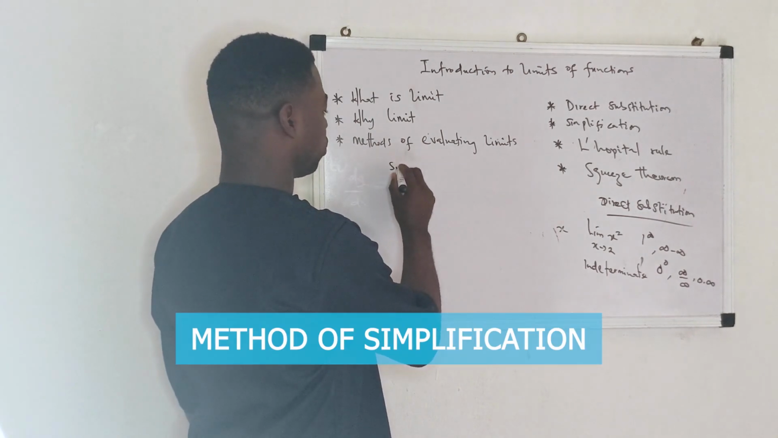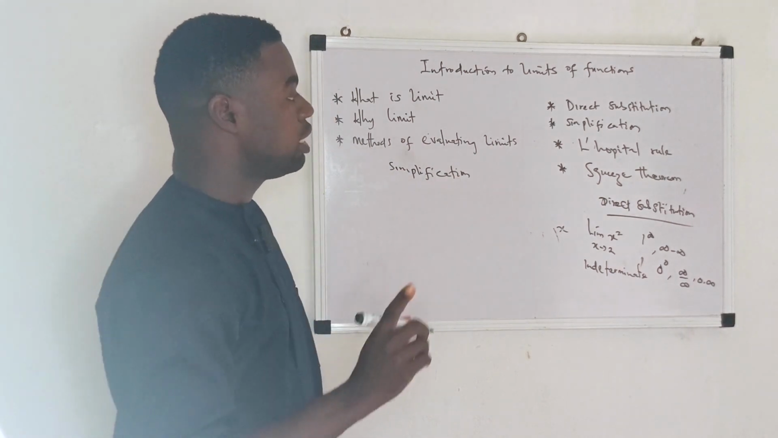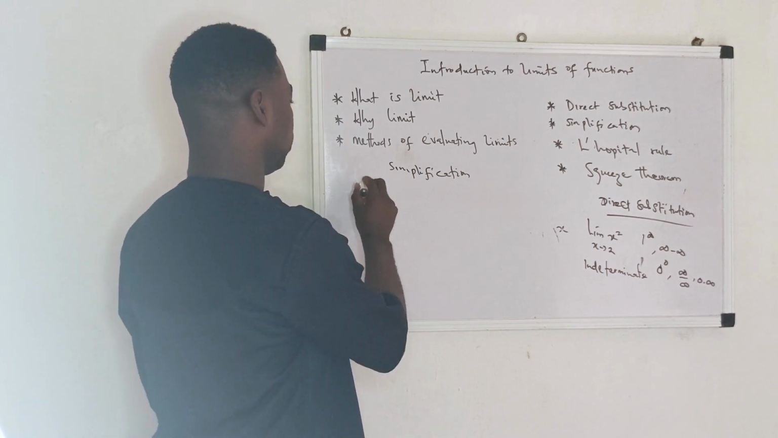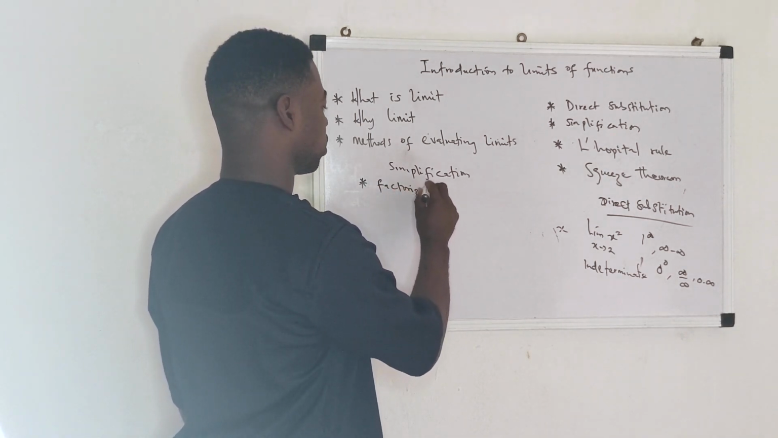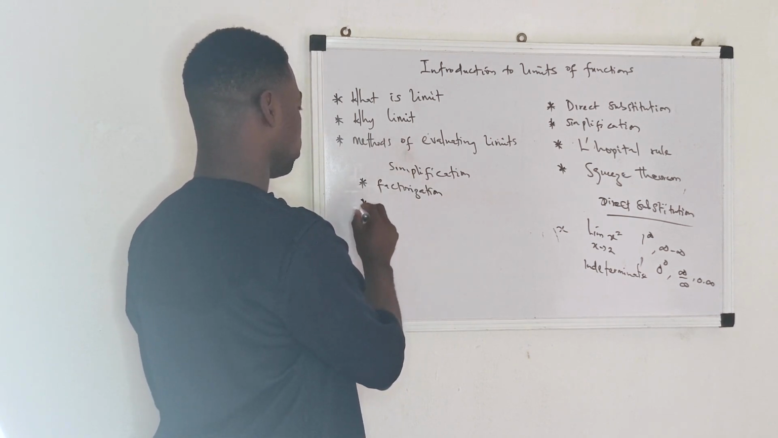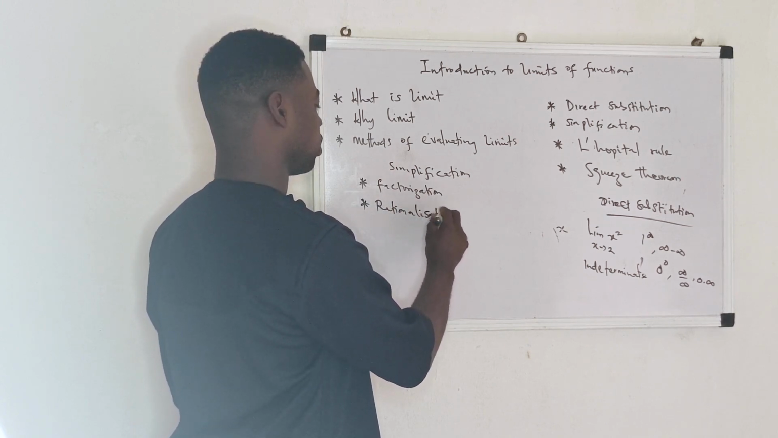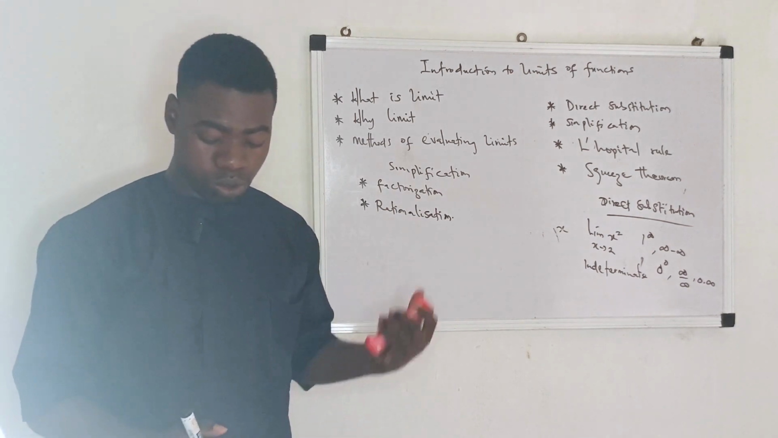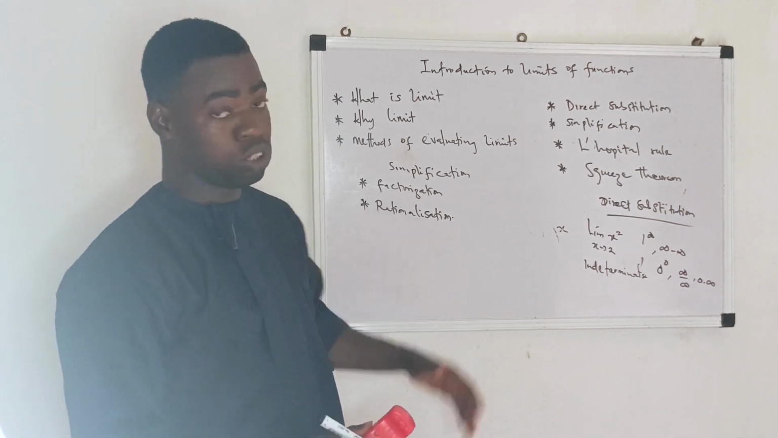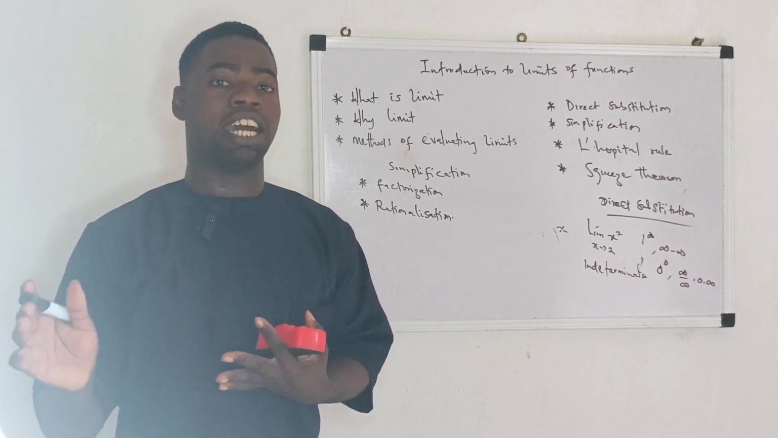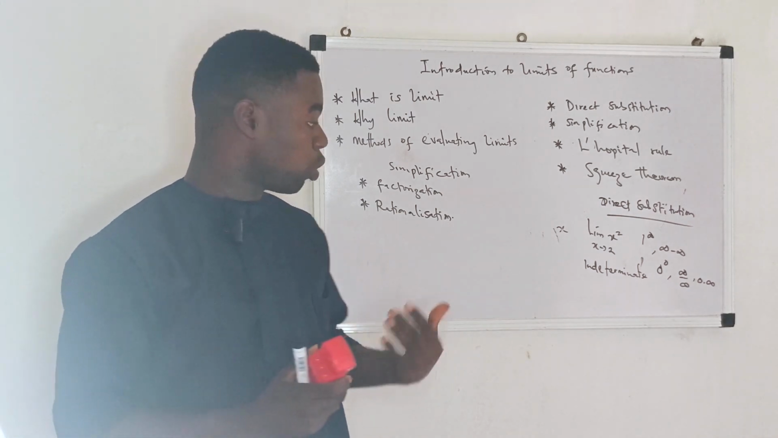So for the method of simplification, this method is subdivided into two other methods: by factorization or by rationalization. We use the factorization method when we are dealing with polynomials, and we use the rationalization method when we are dealing with radicals, with square roots, right? So depending on the function you're dealing with, that's when you know which of them to use.